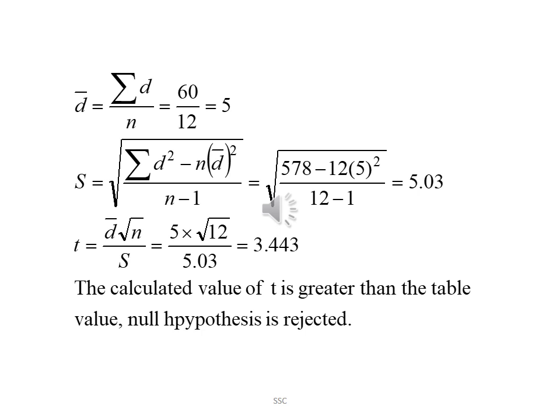The standard deviation formula is the root of summation d squared minus n into d bar whole squared by n minus 1. Simplifying, you just substitute these values under the root: 578 minus 12 into 5 whole square divided by 12 minus 1. So you simplify it, and finally we got 5.03 as the standard deviation value. The test statistic value is d bar into root n by s. d bar is 5 into root 12 by 5.03. It will be the calculated value.